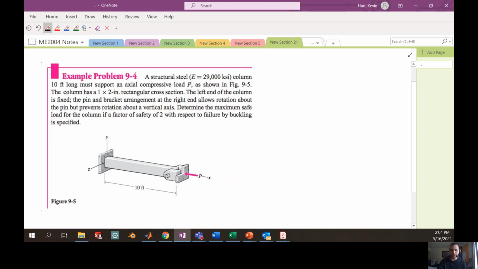So if you need to take a minute to copy this problem down, you can actually pause the video here now because we're not live at this point. Otherwise, I'm just going to hop right into the problem.